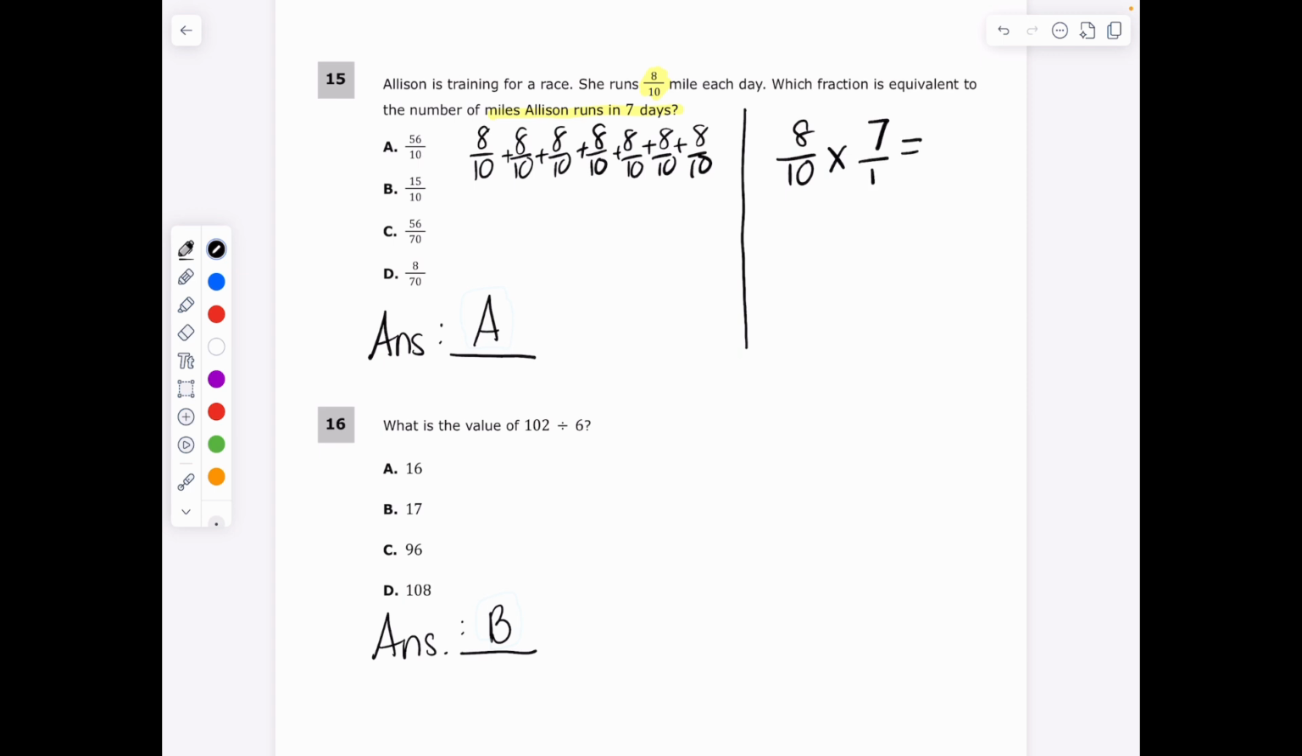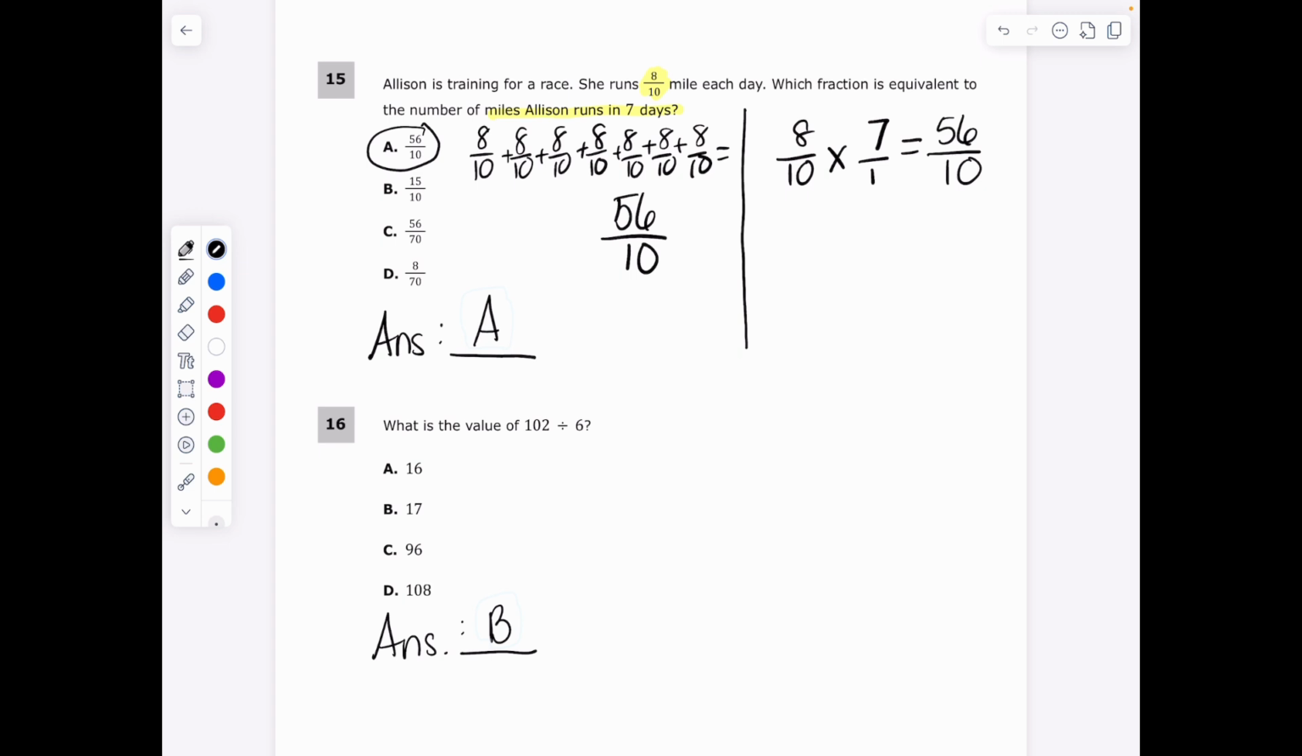All right, if you decide to add them all together, I would just count by 8. 8, 16, 24, 32, 40, 48, 56. And you would get 56 out of 10, which is A. Or you could multiply it. 8 times 7 is 56 over 10, which again, same answer, A. And just like in the last problem, we're leaving it improper.